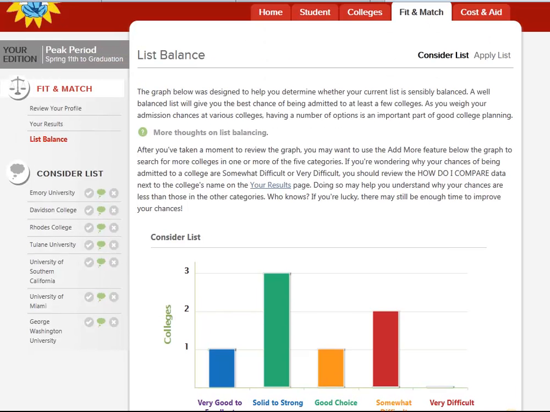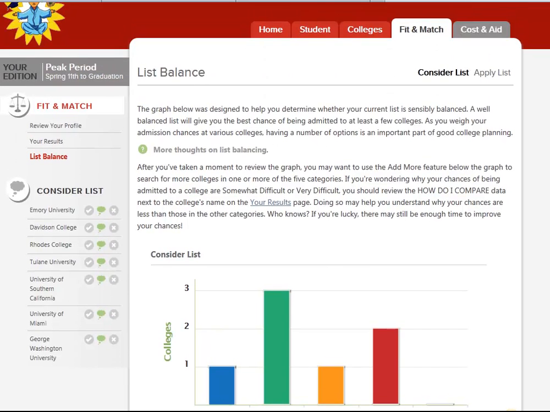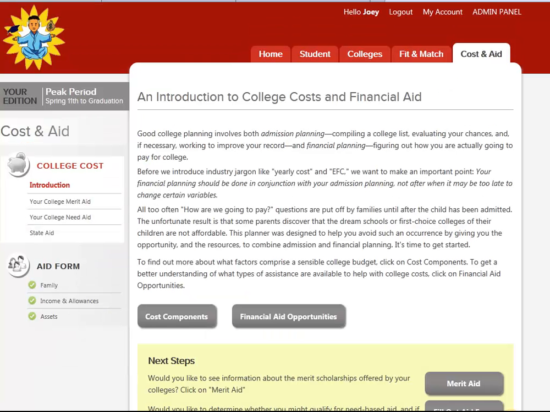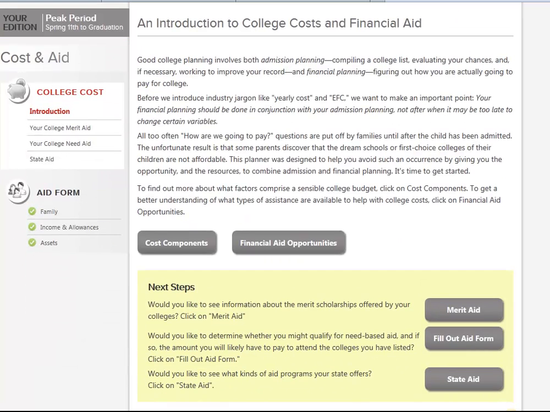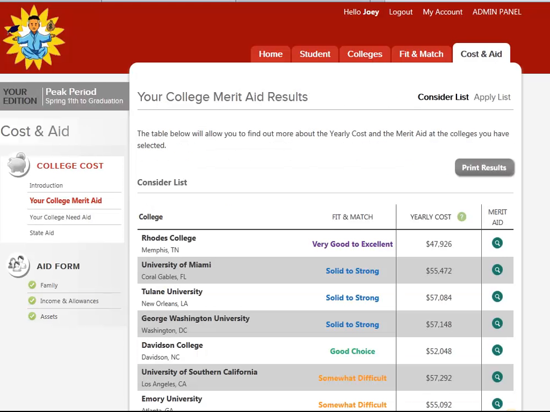Now let's take a look at cost and aid. Let's look at some merit scholarship opportunities. I am going to figure out, do I have a shot at any merit scholarship opportunity, any merit scholarships? So Miami, a lot of people have heard of. Tulane, a lot of people have heard of.